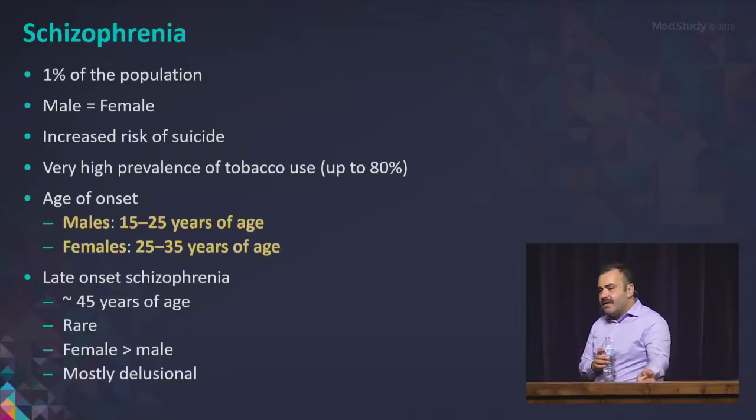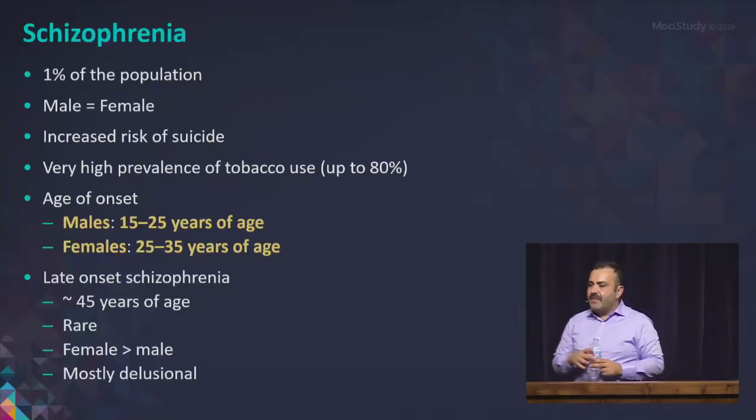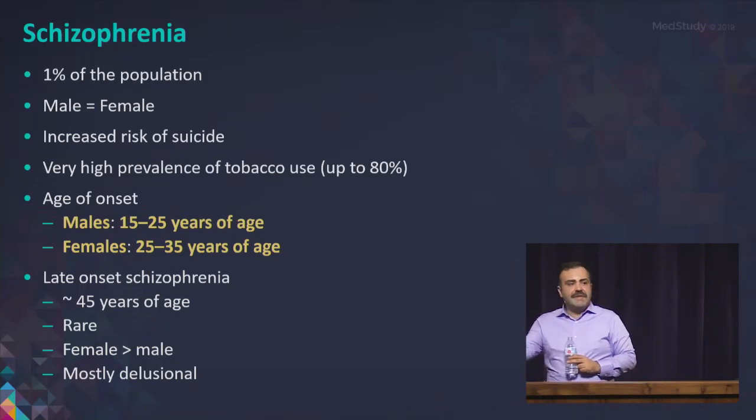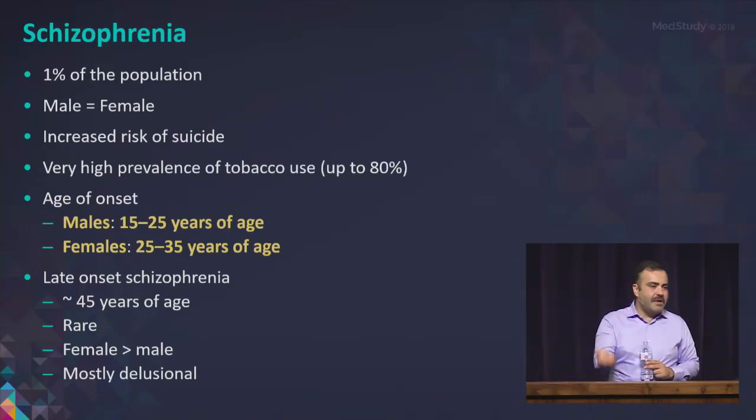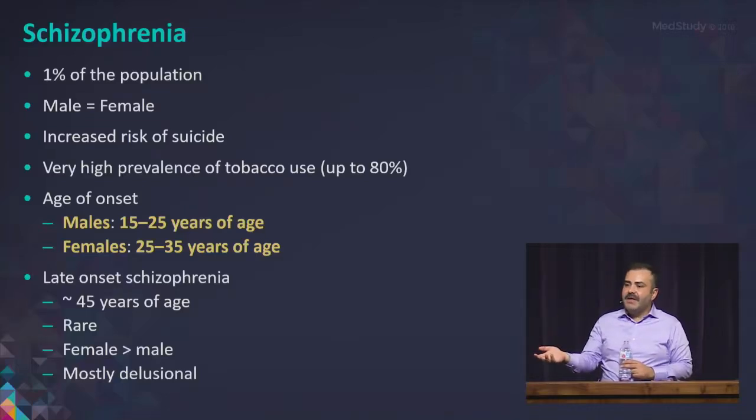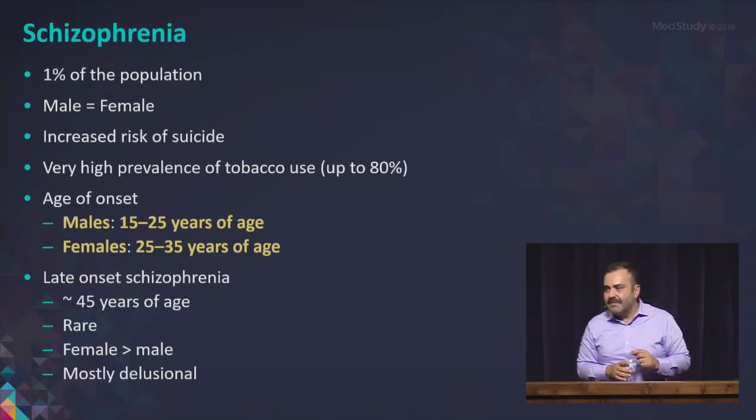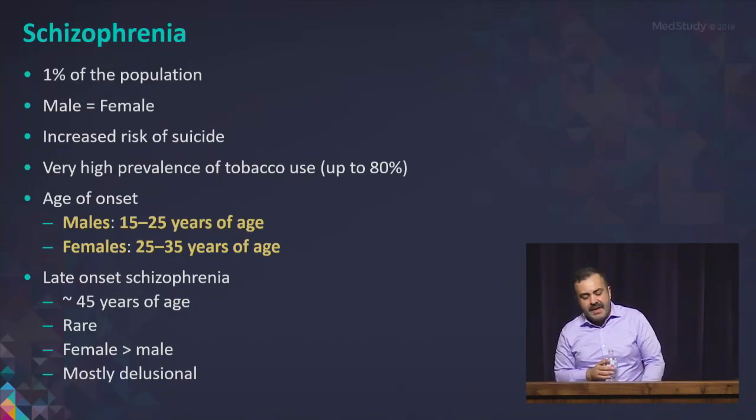If you are the inpatient internist and you have a patient age 60 with psychotic features, and you call the psychiatrist and say, I have a schizophrenia patient, the psychiatrist is probably going to be like, no, look for something else.